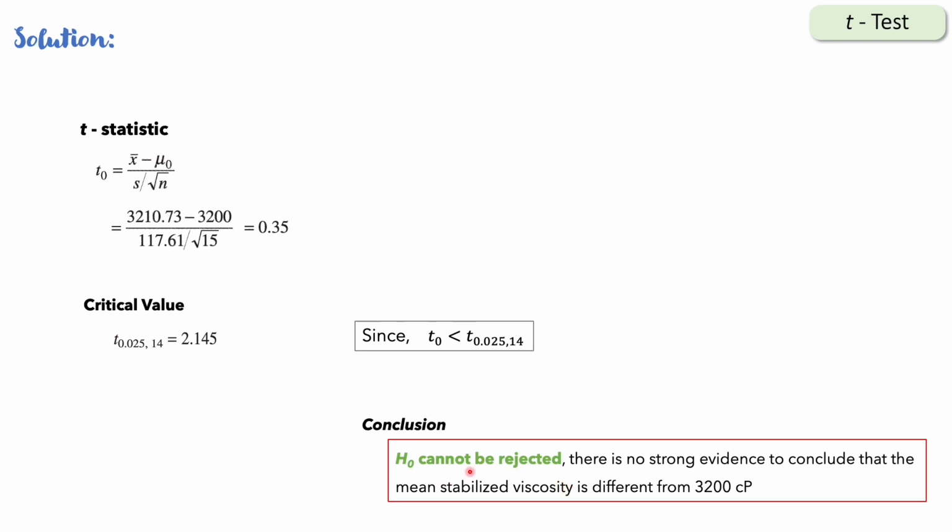Again I will repeat that we cannot write that we accept H naught. In fact, we write that we cannot reject H naught, or the null hypothesis. Therefore, there is no strong evidence to conclude that the mean stabilized viscosity is different from 3200. So in a sense, we accept the null hypothesis that the stabilized viscosity is 3200 cp.